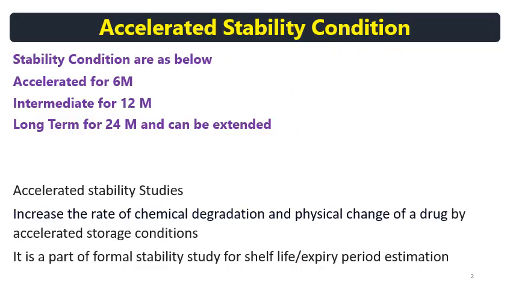Generally, formal stability conditions are accelerated condition, intermediate condition, and long-term condition. Accelerated condition is studied for 6 months, or the product is stored at accelerated condition for a 6-month period, and intermediate condition for a 12-month period, and the product is stored at long term condition for a 24-month period, and this long term period can be extended to study the effect of long term storage onto the drug product quality attributes.